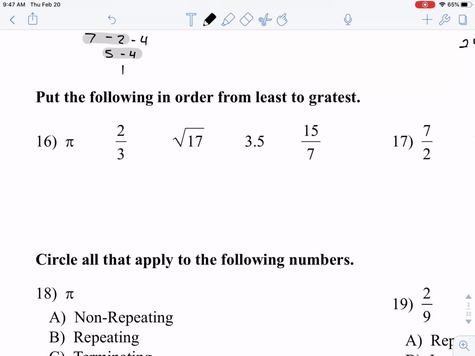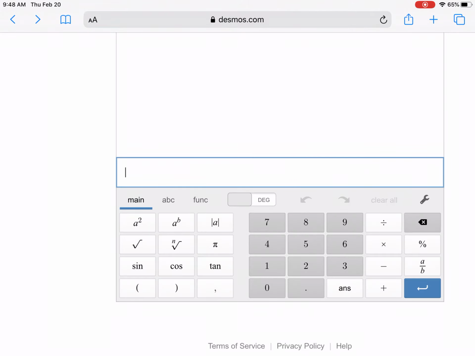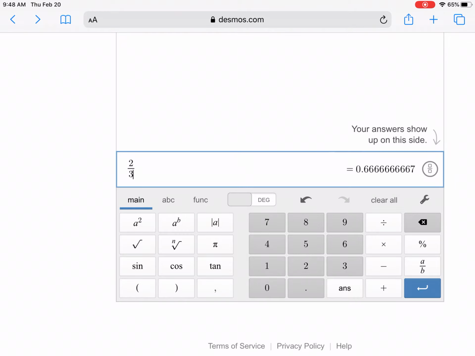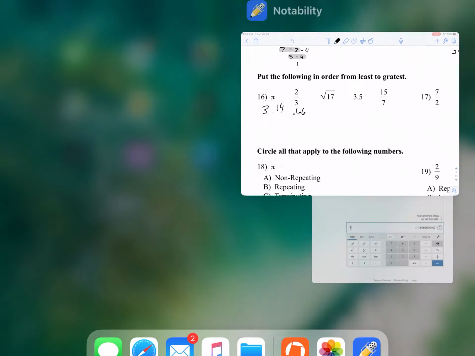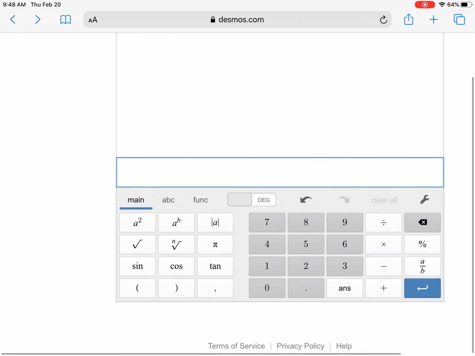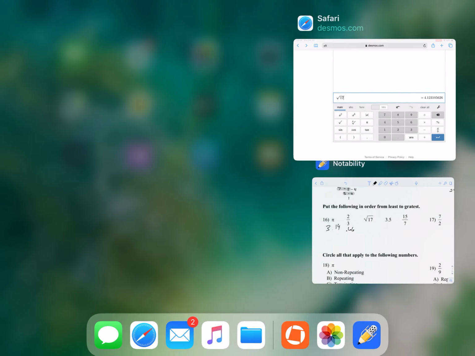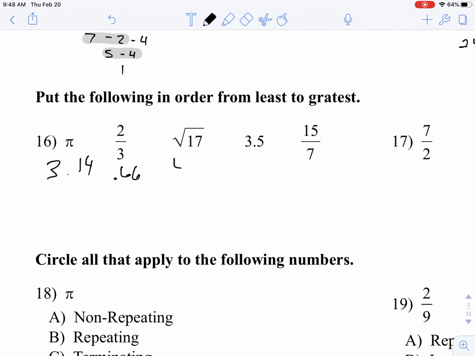We know that pi can be estimated as 3.14. 2/3, if you're not sure, you can always use a calculator. You'll find that 2 divided by 3 is 0.666 repeating. So we'll just prove that real quick. And we got 0.66. We only need to have the hundredths place for right now, so we'll just do 0.66. The square root of 17, again, I don't know what that is. You can use a calculator. So square root of 17 is 4.12.